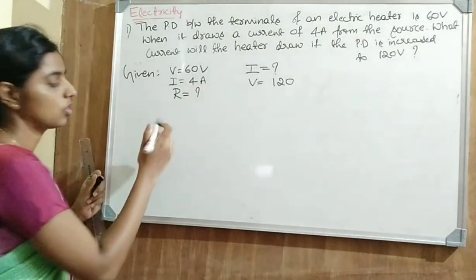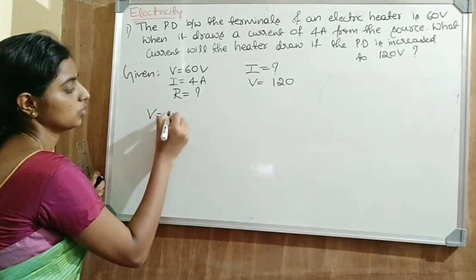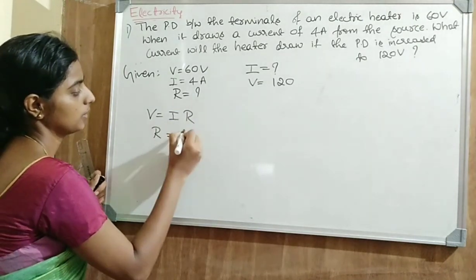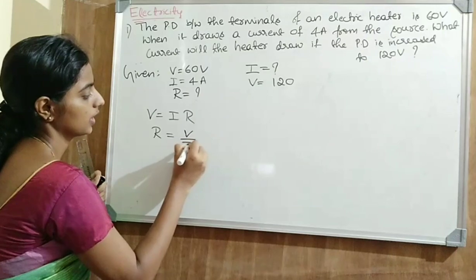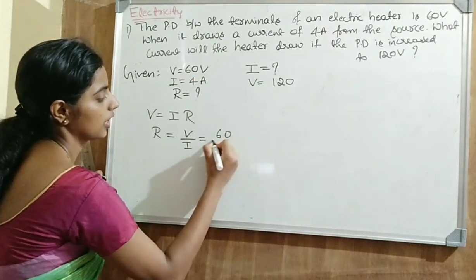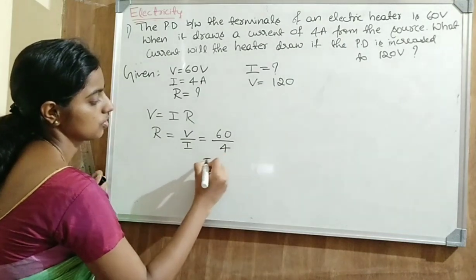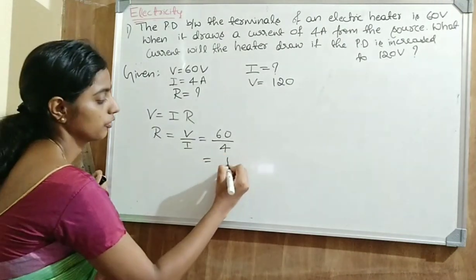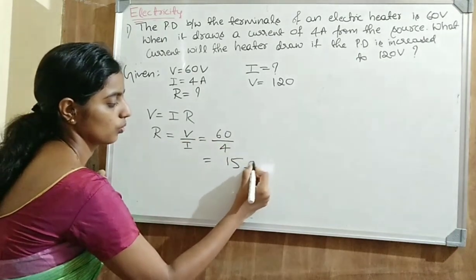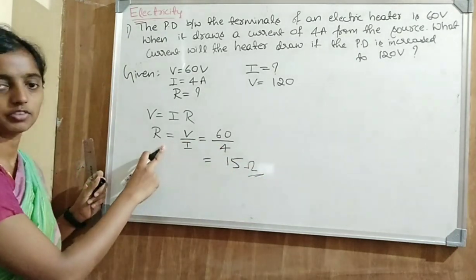So according to Ohm's law, what is the formula? V is equal to IR. We need to find out R, and the formula will become V by I. What is V? 60, and I is 4. So what will be the answer? 15. What is the SI unit of resistance? Ohm. So this is the answer for the first part.